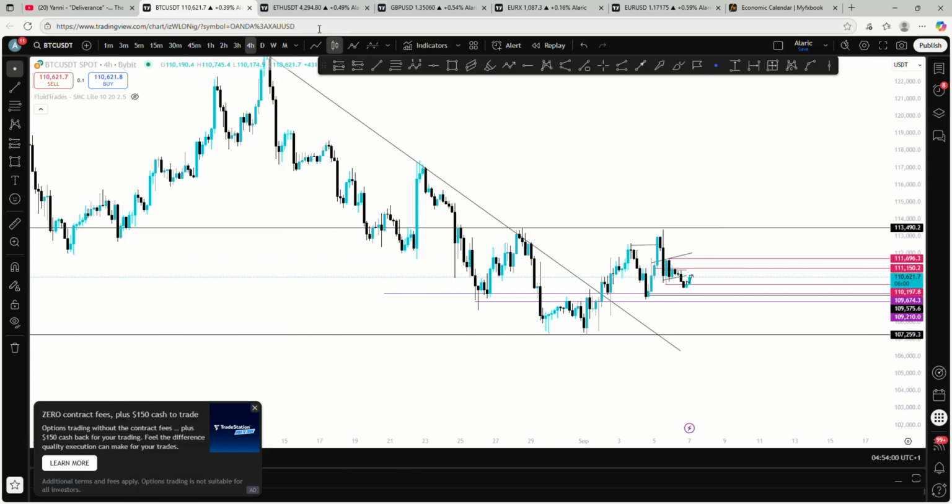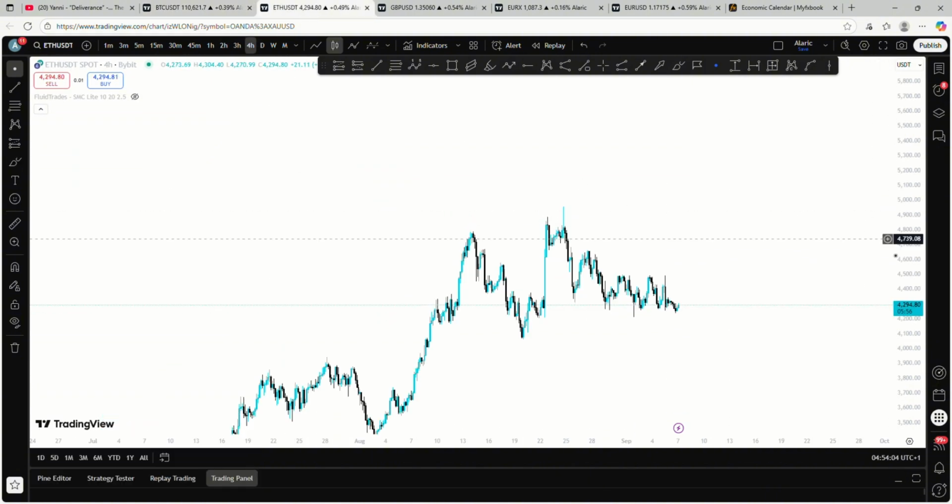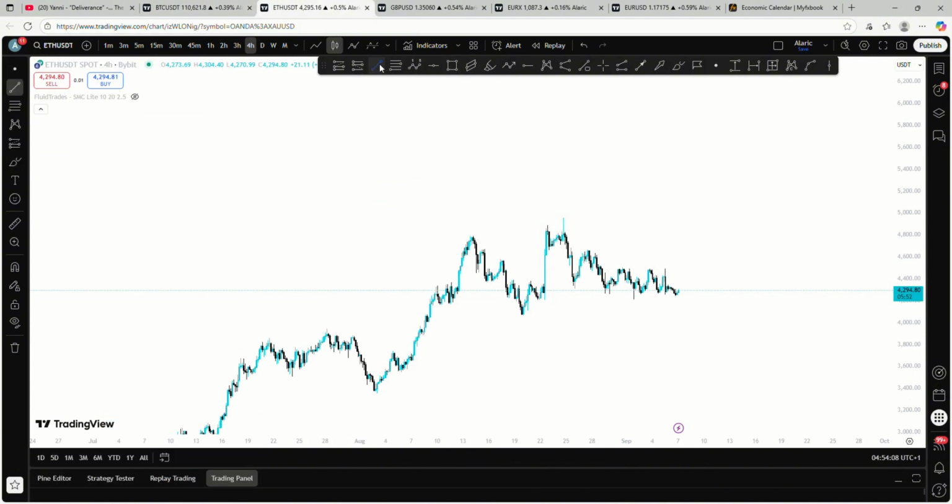So if you check this BTC on the 4 hours time frame, then you come to Ethereum and also check Ethereum on the 4 hours time frame. You can see that Ethereum is having slow movement. You understand? It is not dumping like BTC. You understand?